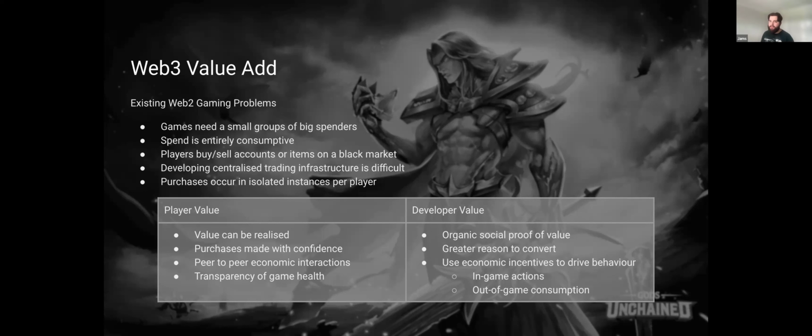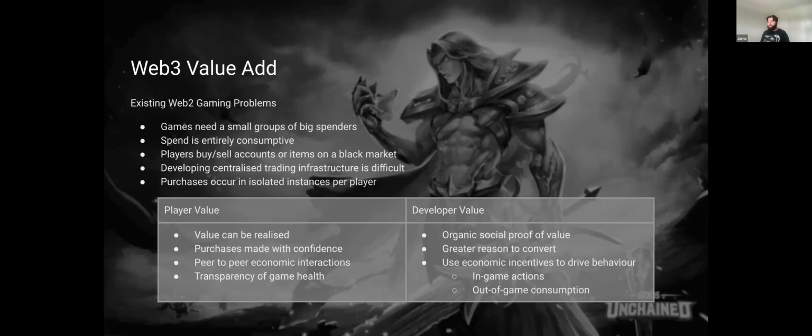So player value, I think, is pretty obvious, and it's something that we've talked about a lot in the Web3 space up until now, which is once players make a purchase, that asset is on chain, they can realize value from that purchase, whether that be selling the asset at a later date or being able to hold on to that asset and have the bragging rights around social proof that they've got something that is materially valuable or has some significance within the game experience.